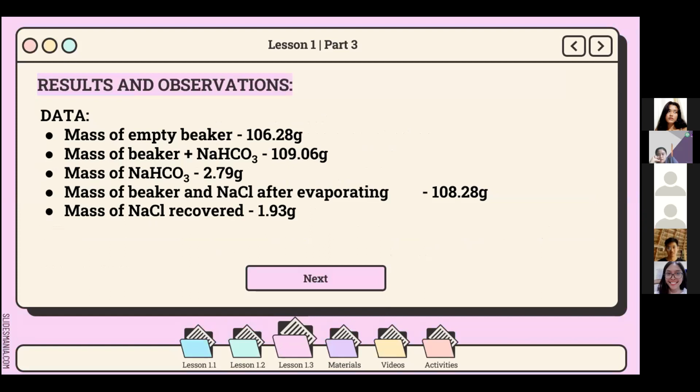So for the results and observations during our activity, for the data, the mass of the empty beaker is 106.28 grams. The mass of beaker plus sodium bicarbonate is 109.06 grams. The mass of sodium bicarbonate is 2.79 grams. The mass of beaker and sodium chloride after evaporating is 108.28 grams. And lastly, the mass of sodium chloride recovered is 1.93 grams.